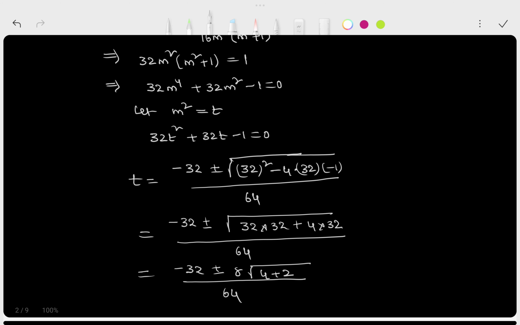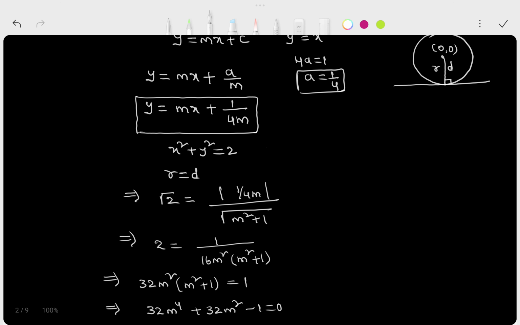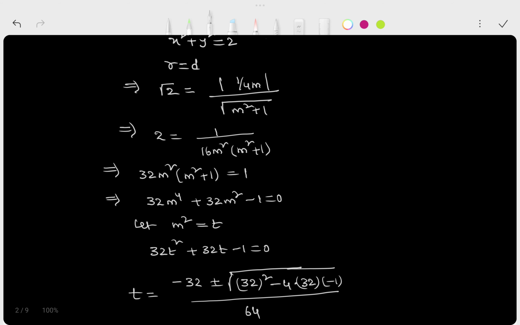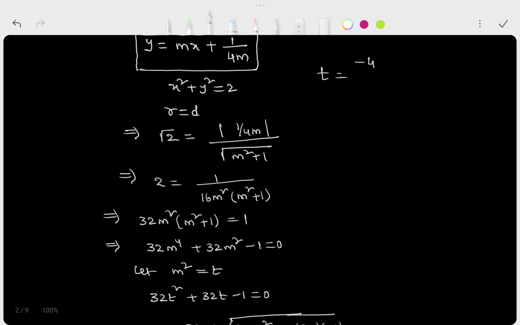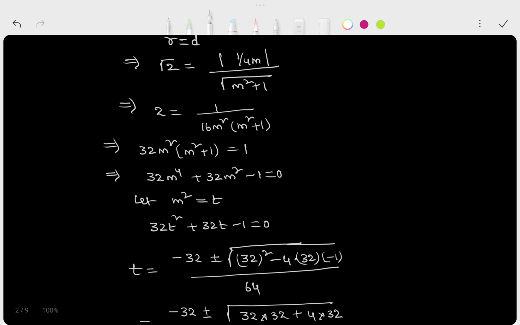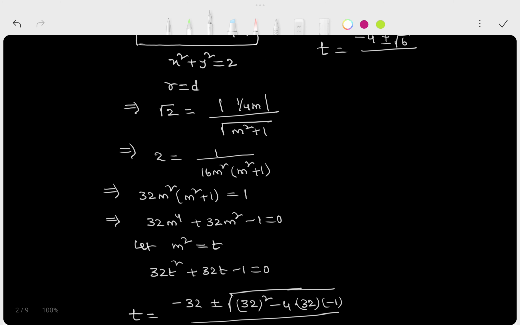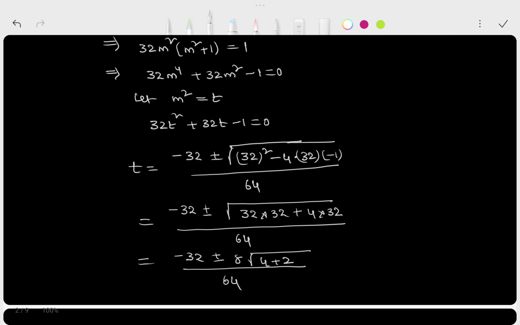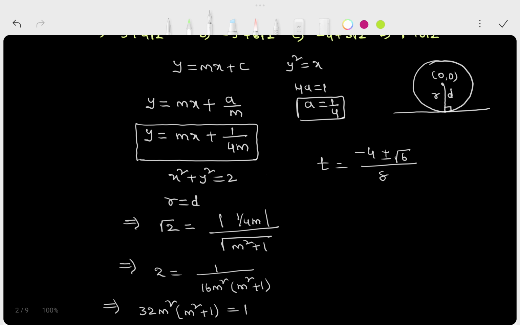Now what is common in the numerator? 8 we can take as common. So the t value will be, you take 32, 8 is common. So minus of 4 plus or minus root 6, whole divided by, now how much is the denominator? The denominator is 8.